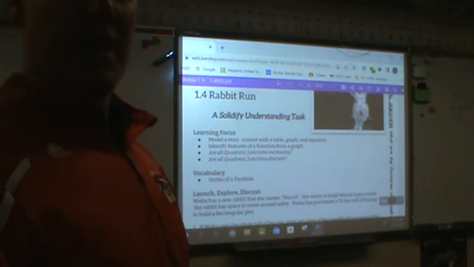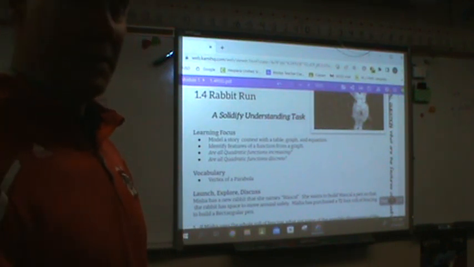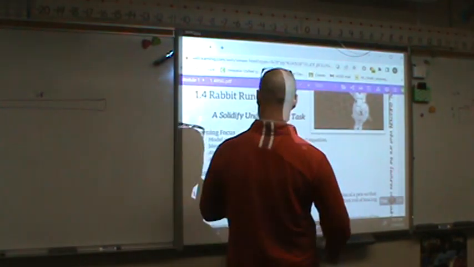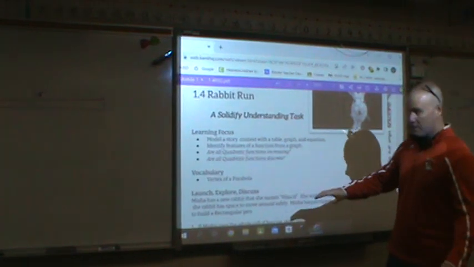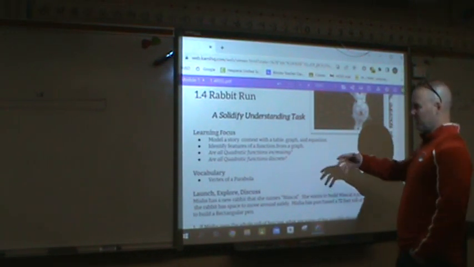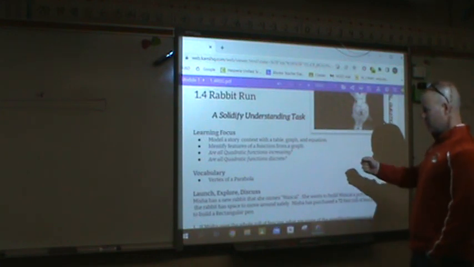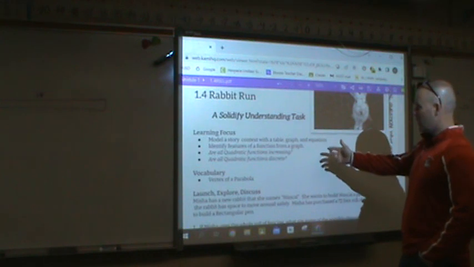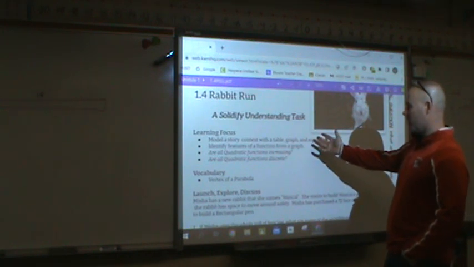Okay, do your animals have the maximum space that they need or that they deserve? In this lesson, we're going to talk about building a pen for an animal. In this particular case, it's a rabbit. And we're going to model the story with a table, a graph, and an equation. I'll show you where we can put a graph.